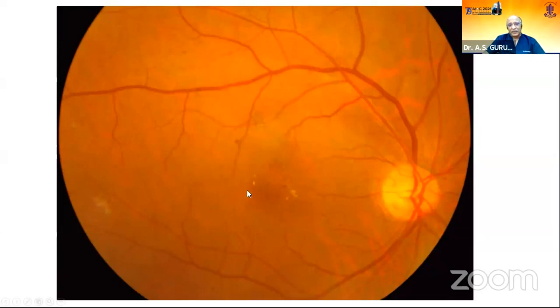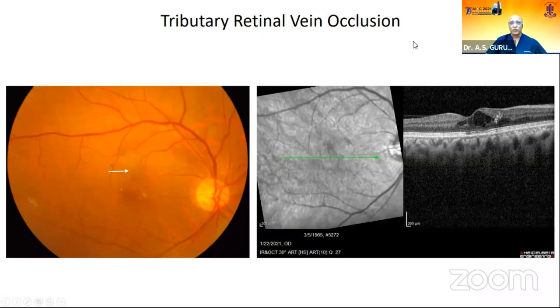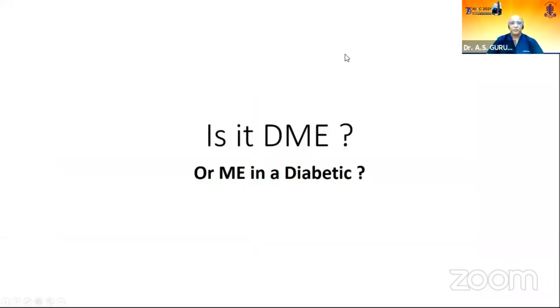And this is something that I like the most, something that so much resembles diabetic macular edema. He's a diabetic patient. He has this, and this has been this. Even I would probably diagnose this as a case of diabetic macular edema. But what we are missing here is a blocked tributary vein, which has led to this. And tributary vein occlusion is one of the closest mimickers of diabetic macular edema.